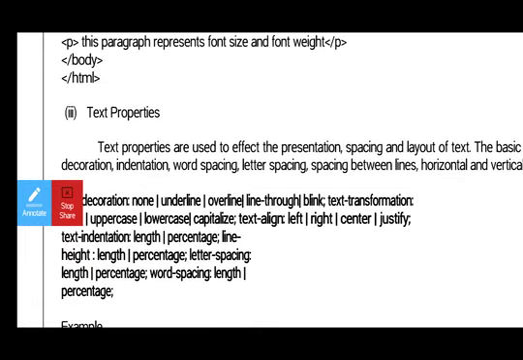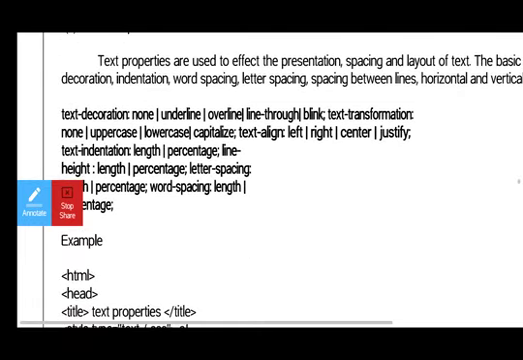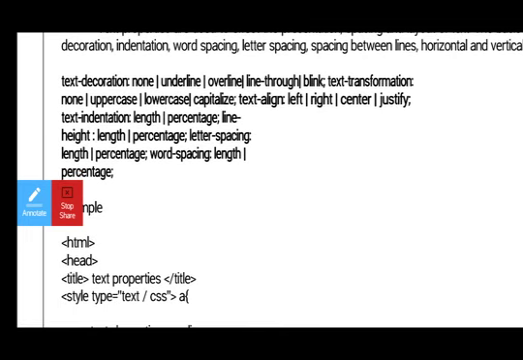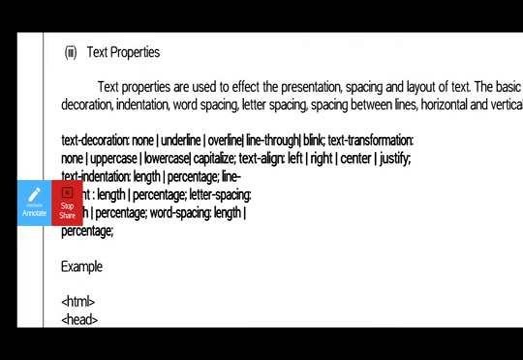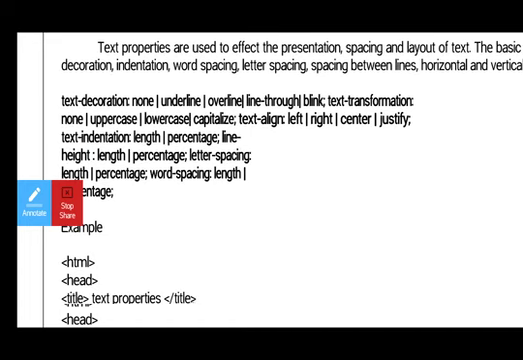So this is about text properties. Remember all these things: text decoration, text transformation, text alignment, text indentation, line height, letter spacing, word spacing. You need to remember all these text properties, because we are going to use different types of properties under these text properties, so we need to remember all these properties.